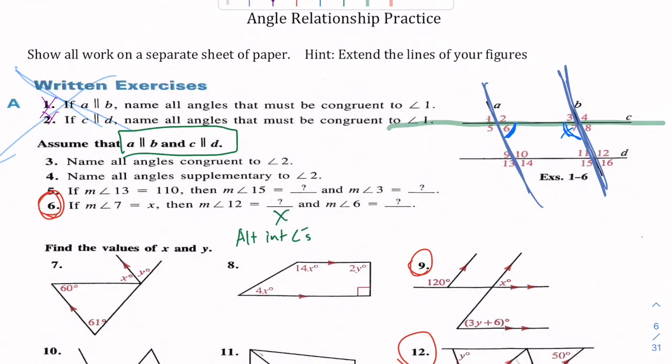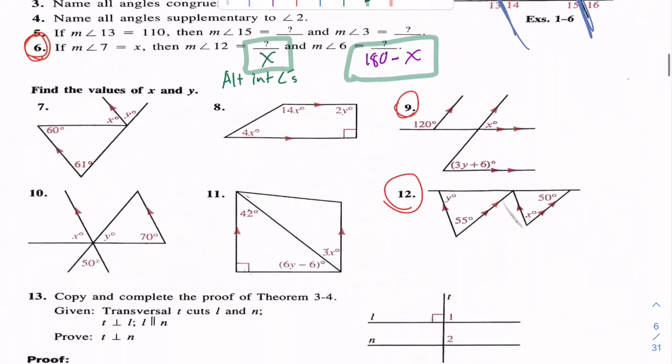So the fact that it's supplementary, it should be 180 minus x, right? Because x is angle 7. And that'll be the answer. That's it. You're not supposed to solve for x by any means. You kind of solve it in terms of x.